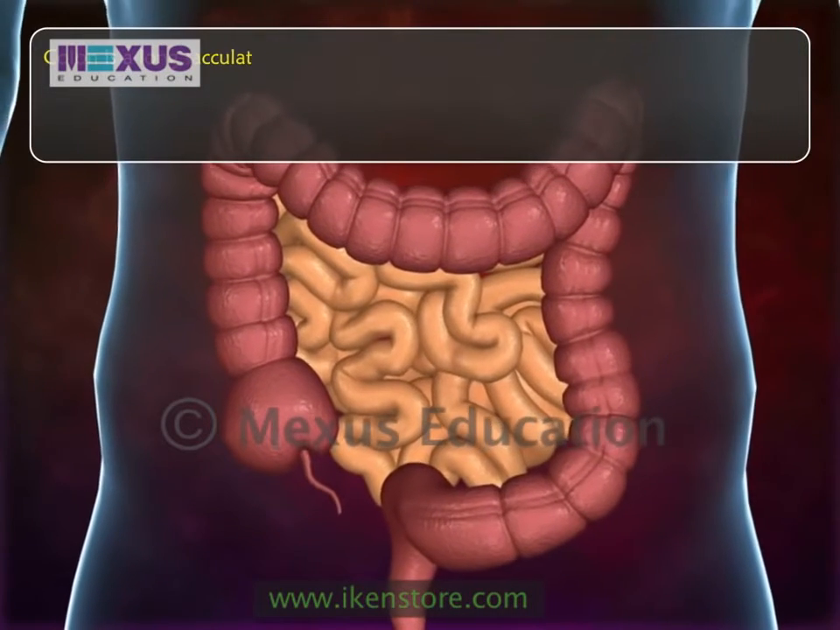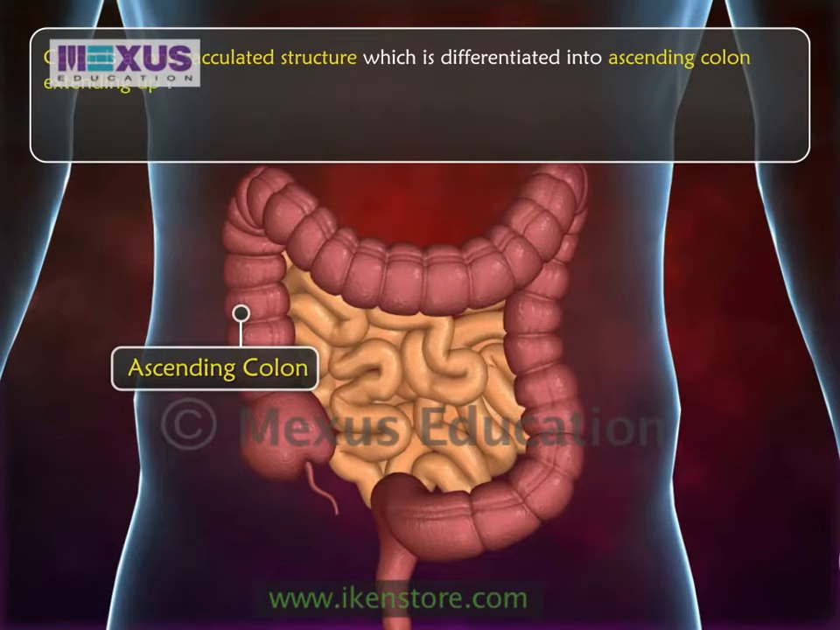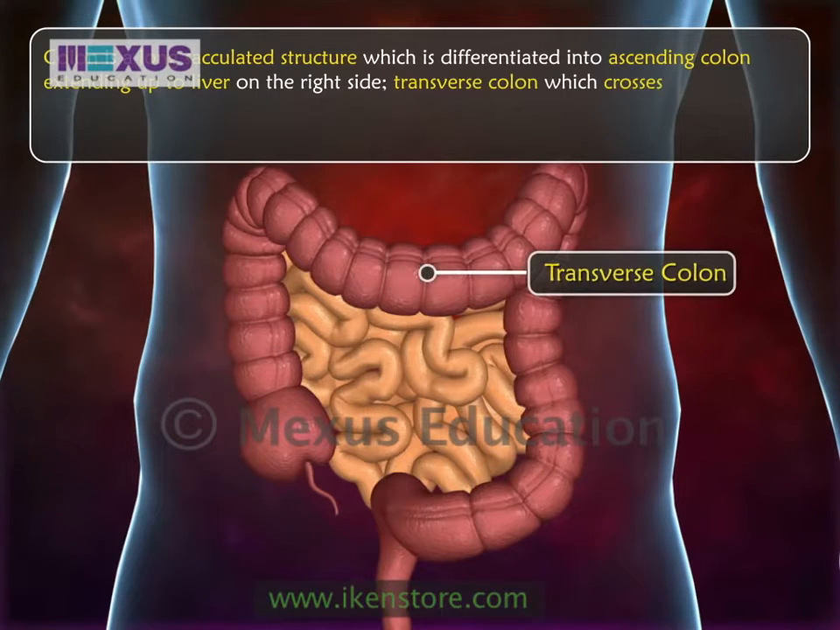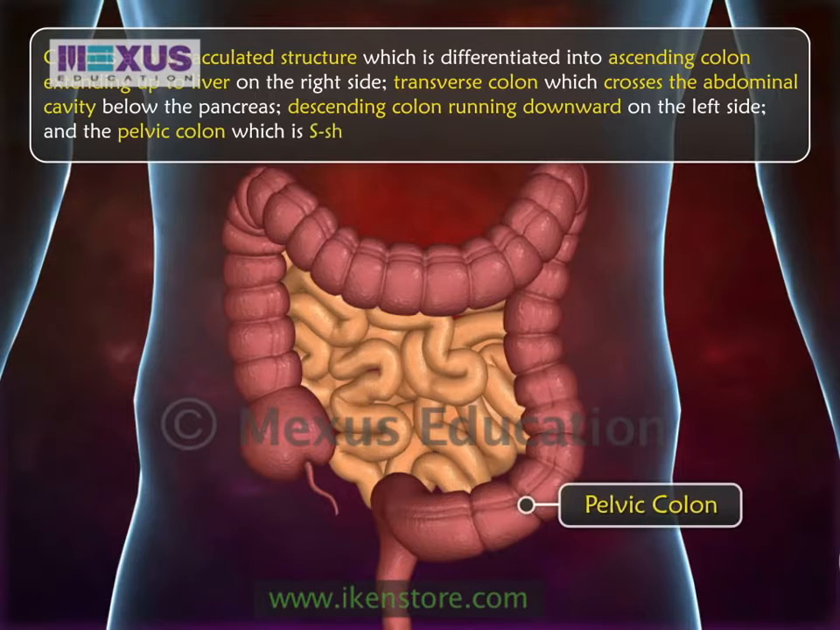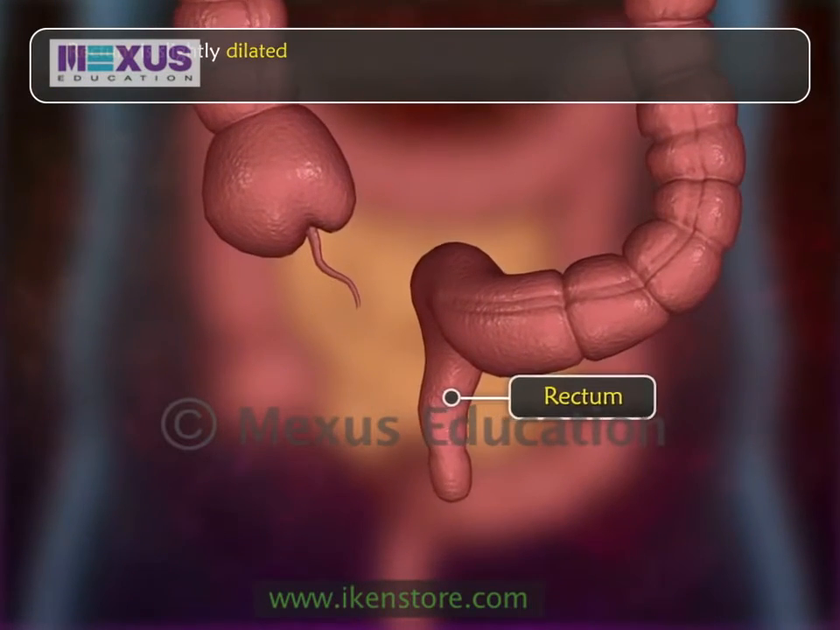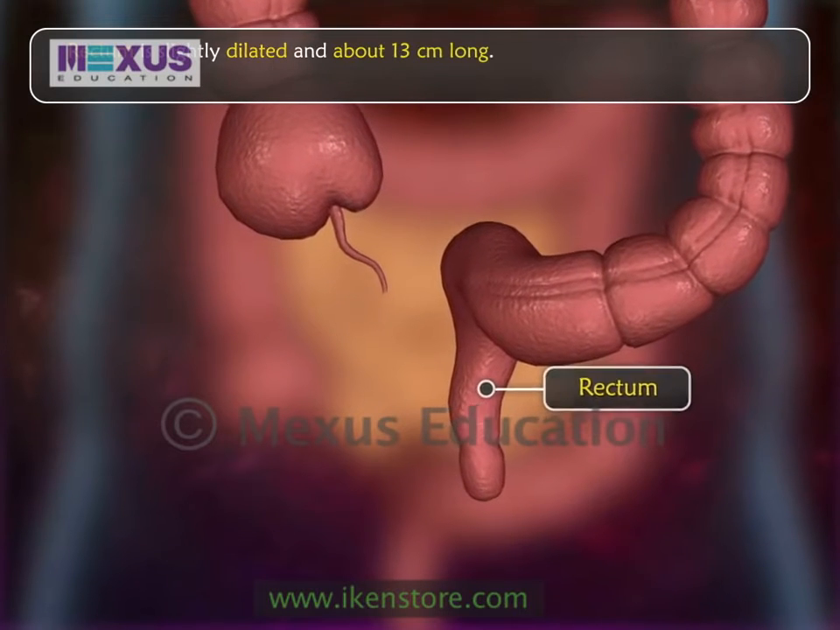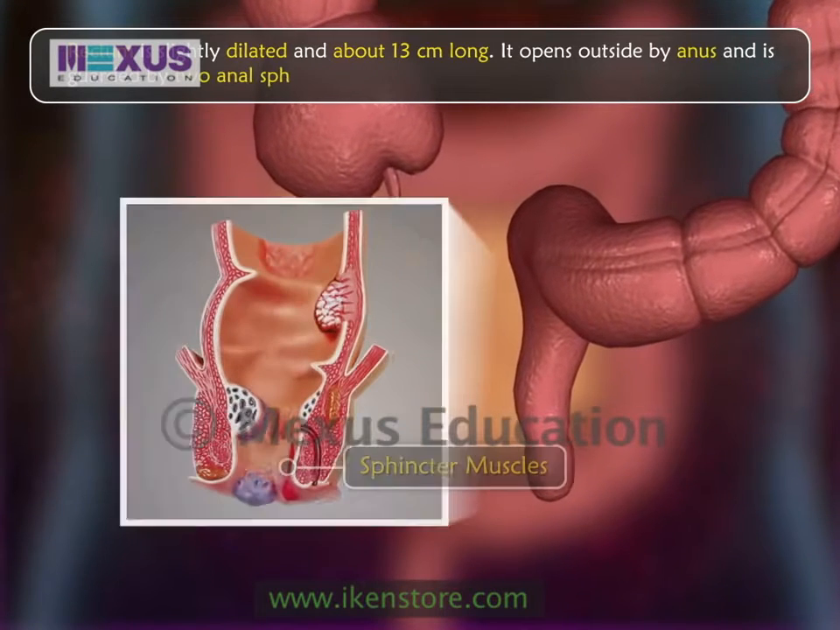The colon is a long sacculated structure which is differentiated into the ascending colon, extending up to the liver on the right side; the transverse colon, which crosses the abdominal cavity below the pancreas; the descending colon, running downward on the left side; and the pelvic colon, which is S-shaped and continues into the rectum. The rectum is slightly dilated and about 13 centimeters long. It opens outside by the anus and is guarded by two anal sphincter muscles.